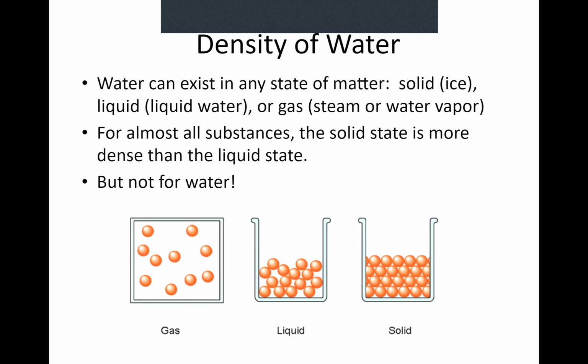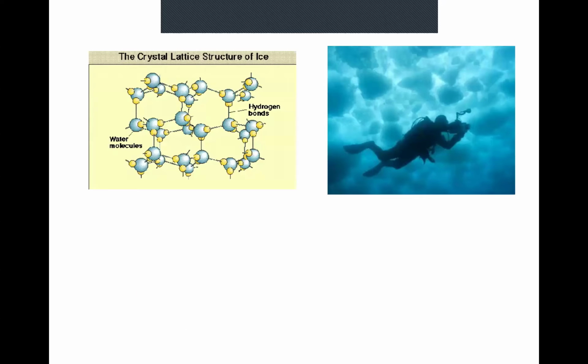And we need to talk about that a little bit and some of the properties conveyed to water because of it. Take a look at this. Here's a picture of a scuba diver swimming under ice. Just like when you drop an ice cube into a drink, it floats. Well, an ice cube, like an iceberg in the ocean, is going to float to the surface, which means you can swim under it. Why does that happen? Why is the solid state of water less dense than the liquid state?